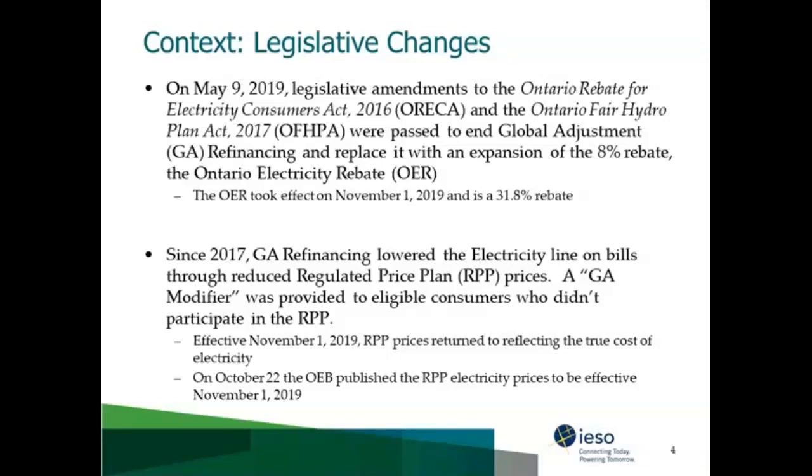Since 2017, global adjustment refinancing lowered the electricity line on bills through reduced RPP prices. A GA modifier was also credited to eligible customers who did not participate in the RPP pricing. Effective November 1st, RPP prices returned to the true cost of electricity, and the OEB has published these prices on their website.